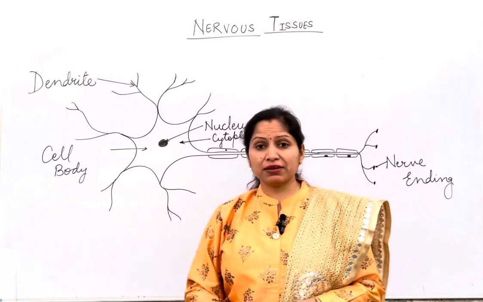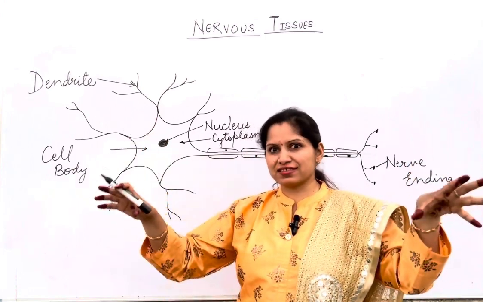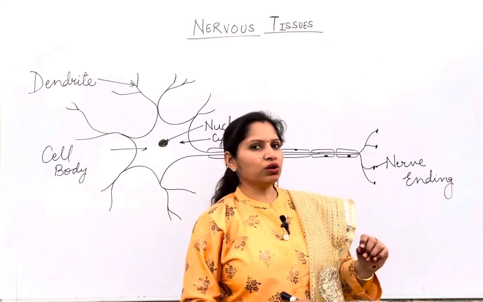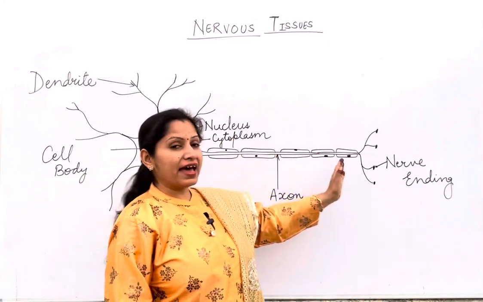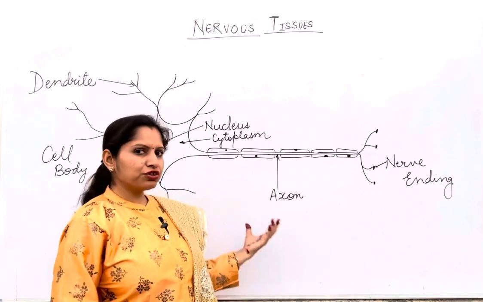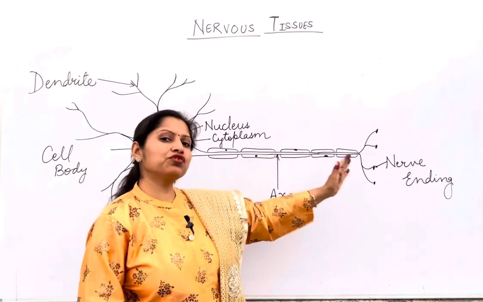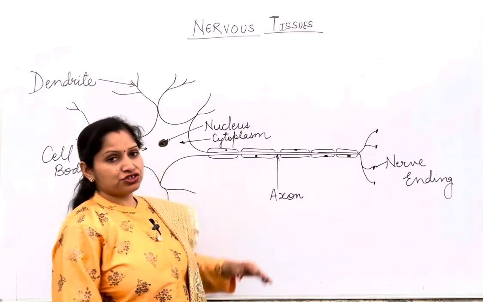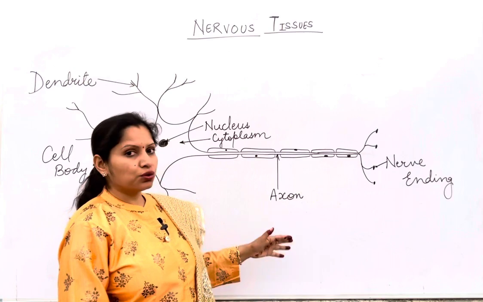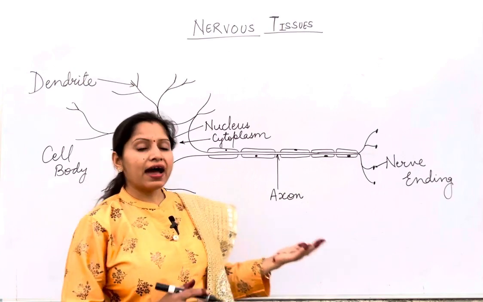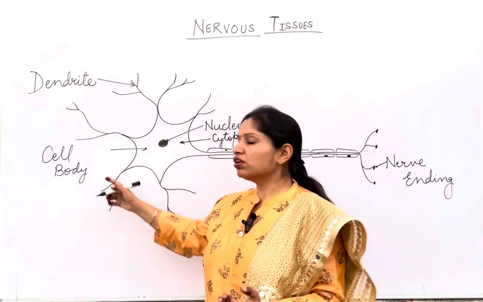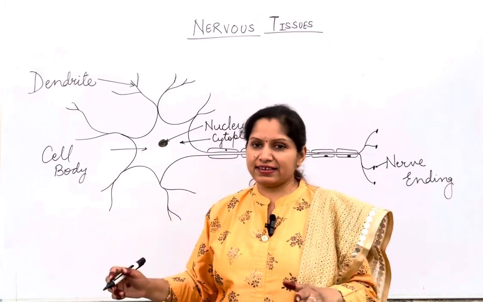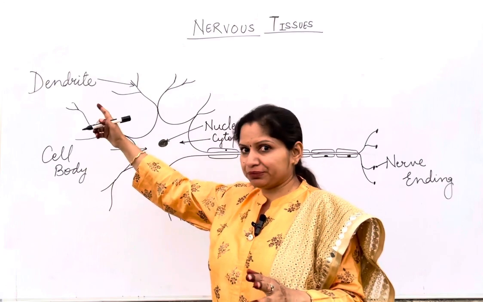From this nerve cell body, there are many projections going in different directions. The longest of all the projections is known as the axon. One of the extensions from this nerve cell body is very long, and that long process is known as the axon. And there are many small projections that are known as dendrites.